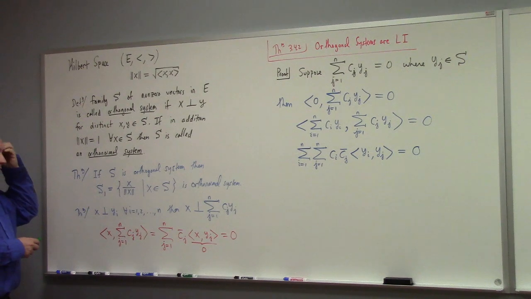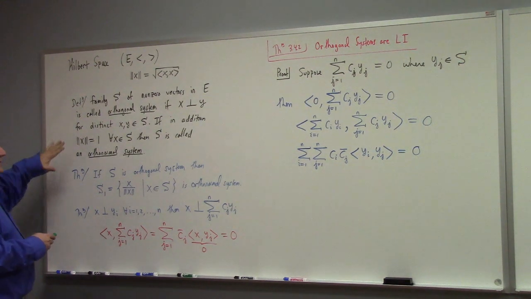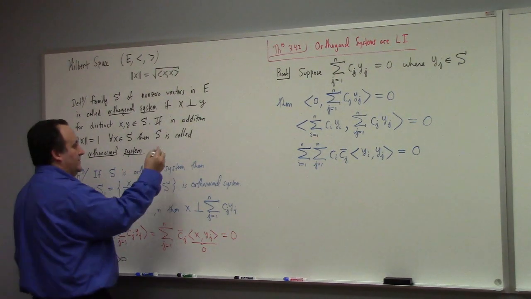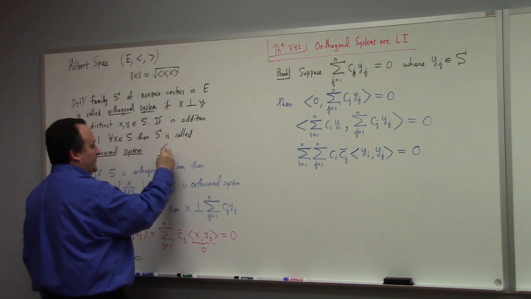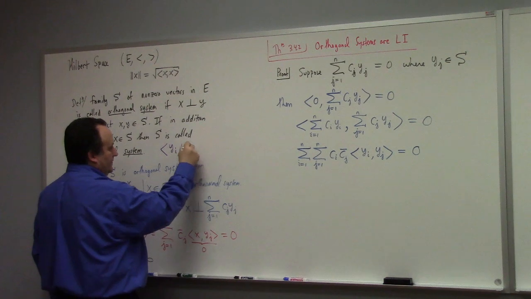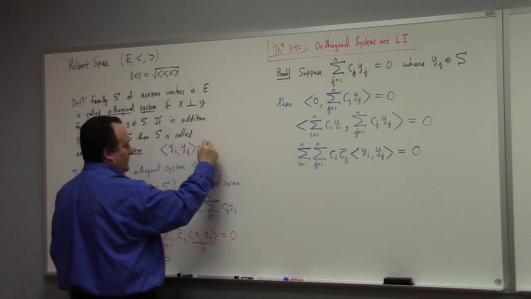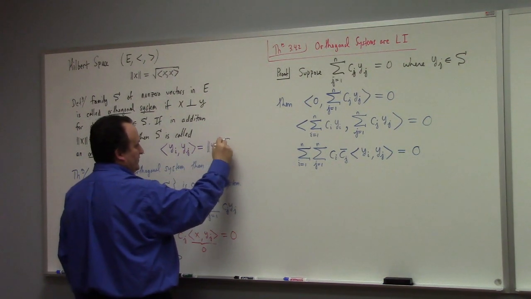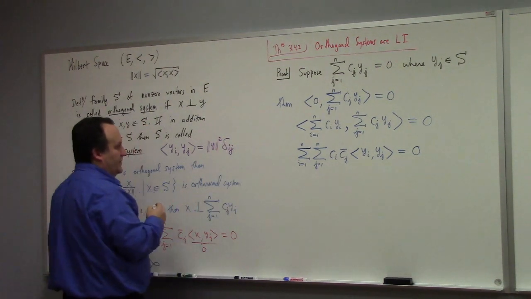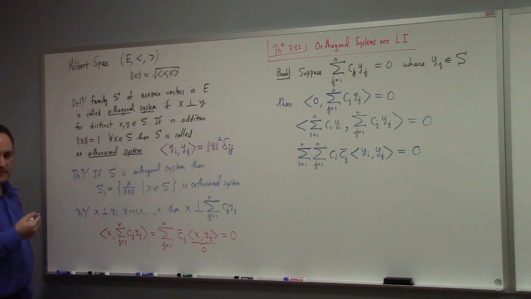Okay. So now, if you want an equation that defines an orthogonal system, orthogonality could be rephrased like this: the inner product of yi, yj is the length of y squared times the Kronecker delta ij. Right? Where the Kronecker delta is exactly 1 if they're equal, 0 if they're not.